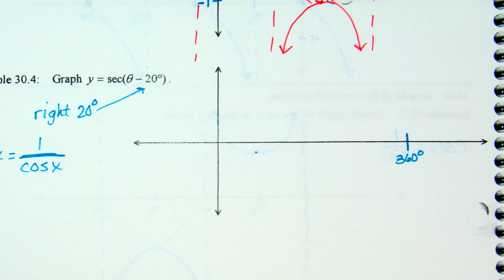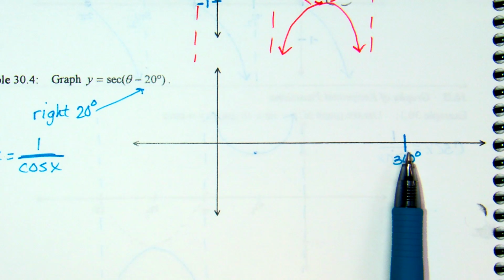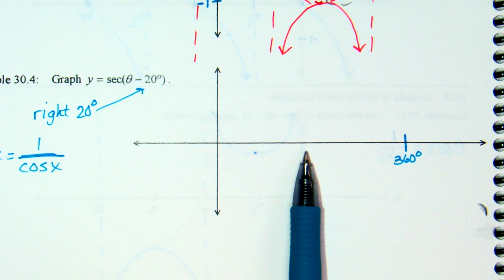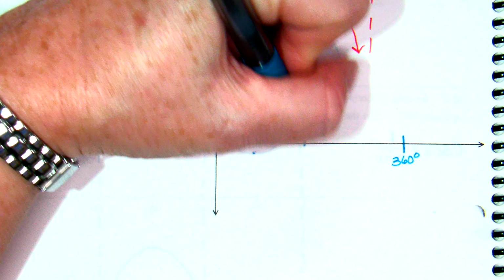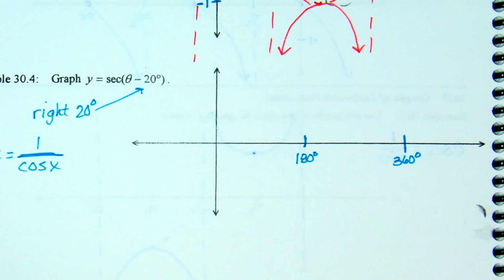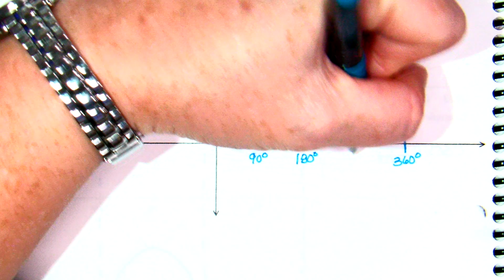Okay, so if this is 360, this is normally 2 pi, right? Once around the circle is 2 pi, 360. Normally I would then do pi. Instead of pi, though, I'm going to put 180. Are you guys with me on what I'm doing here? And then normally I put my halves. What goes halfway in between 0 and 180? 90. And between 180 and 360?